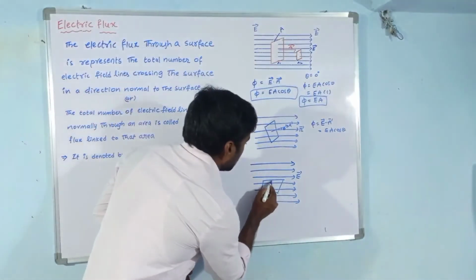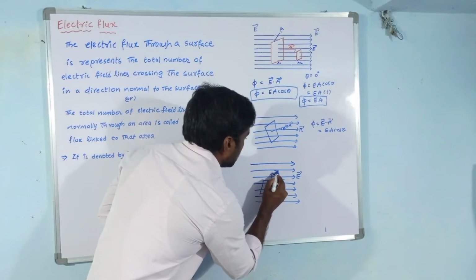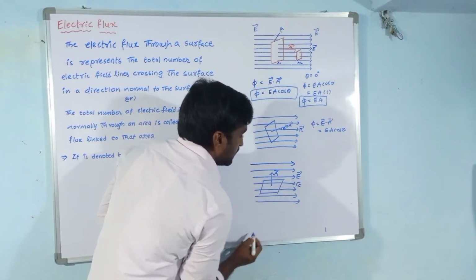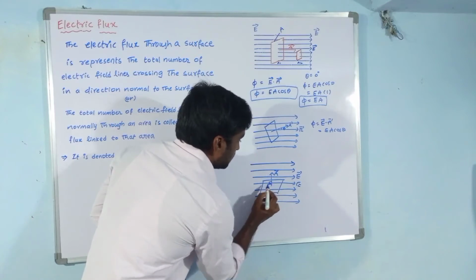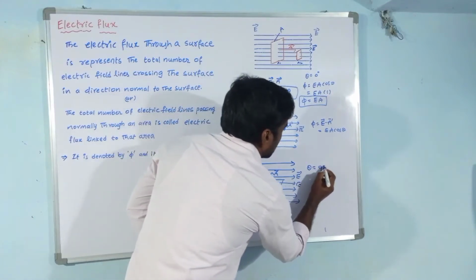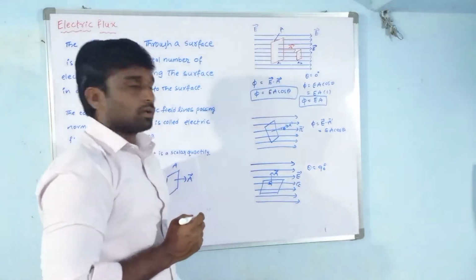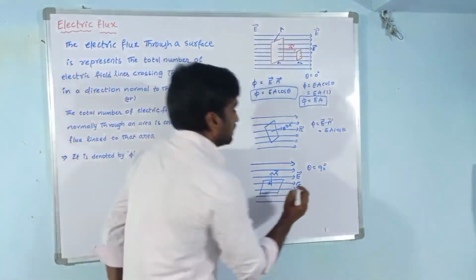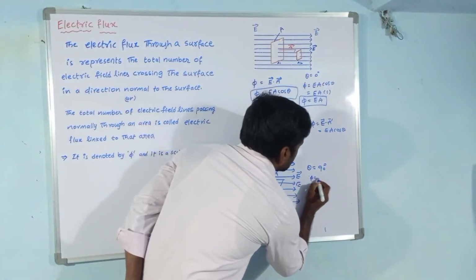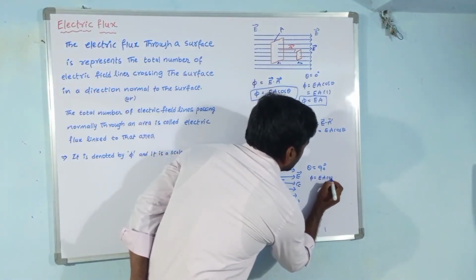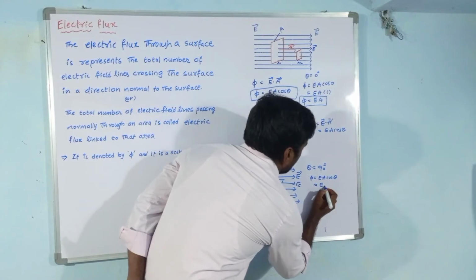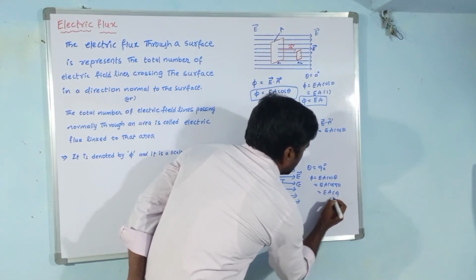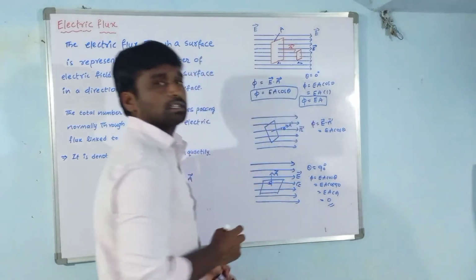That means this is the direction of the area vector, and this is the direction of the electric field lines. So what is the angle between these two? In this case, the angle is 90 degrees. What is the electric flux linked with that surface? In this case, phi is equal to EA cos theta. You know this. So EA cos 90, and cos 90 means 0. Then we will get 0.